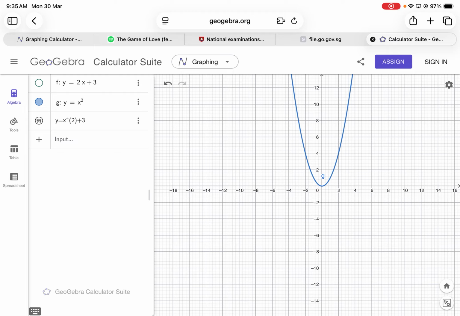Okay, go and change the different numbers. Then, what are the similarities that you see for all the different graphs that you put in?